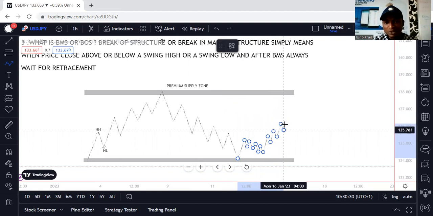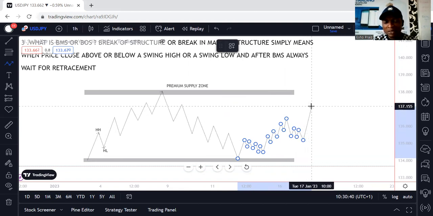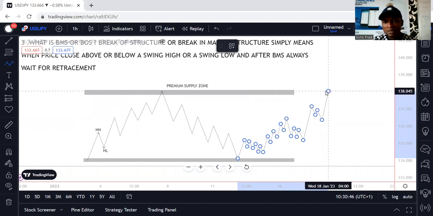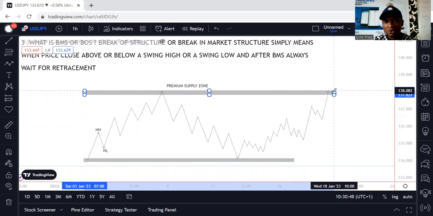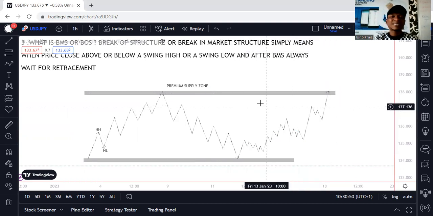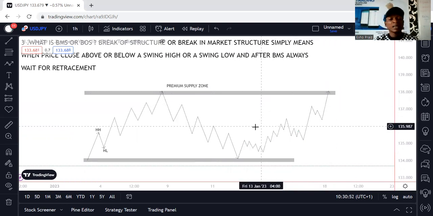We have another expansion. Then we have what? A retracement, a retracement like this. Then we have another expansion, a retracement, then we have another expansion. Do you understand what I'm saying now? So then we have another expansion. This is how the forex market moves.